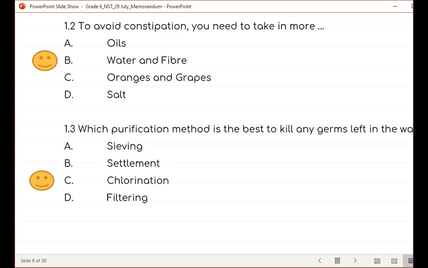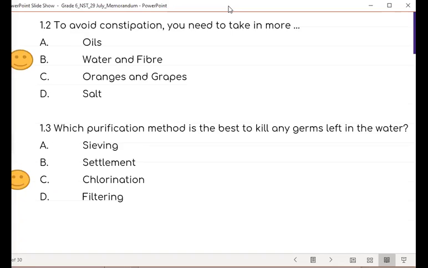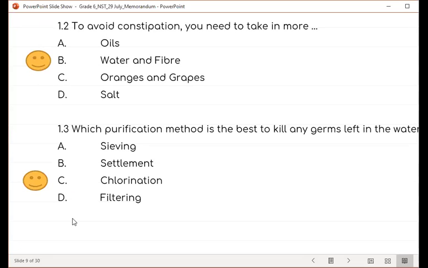All right. And then question 1.3 read, which purification method is the best to kill any germs left in the water? Option A was sieving. Option B was settlement. Option C was chlorination. And option D was filtering. So guys, remember germs are small particles. So we would need chemicals to kill them, all right? You cannot identify germs with your naked eye. That is why the answer for question 1.3 was C, which is chlorination. This is where we use chlorine to kill any bacteria that might be found in water, all right?